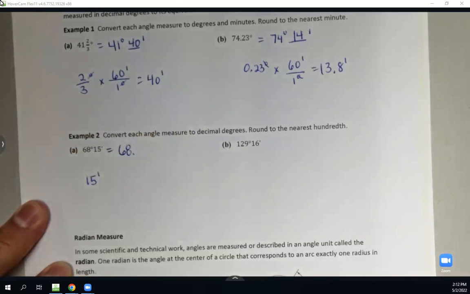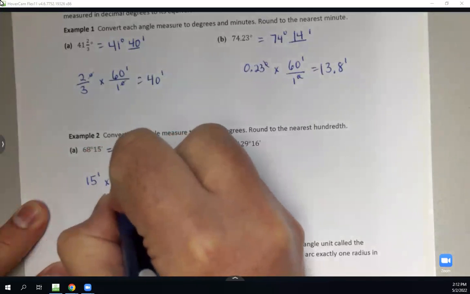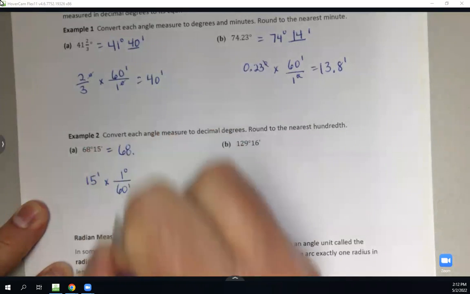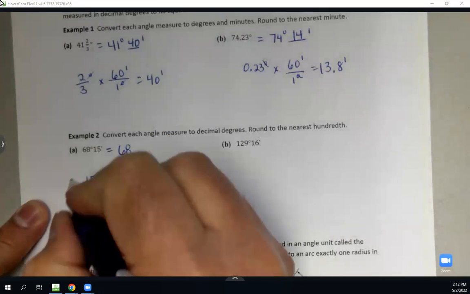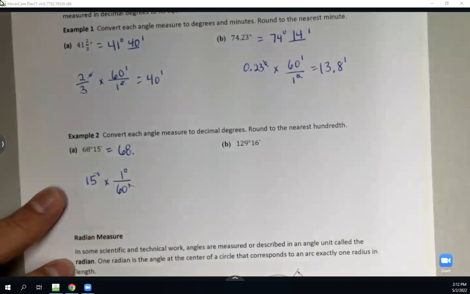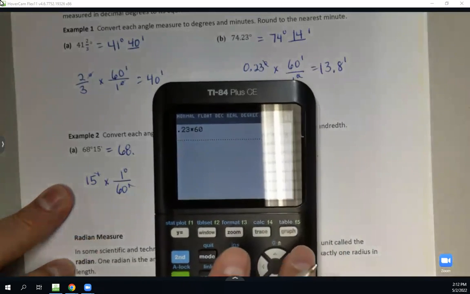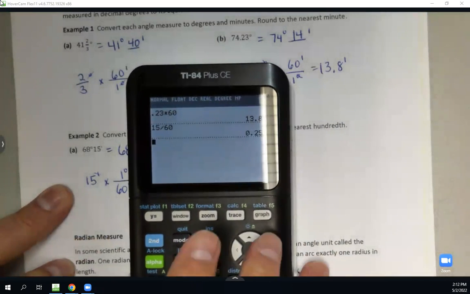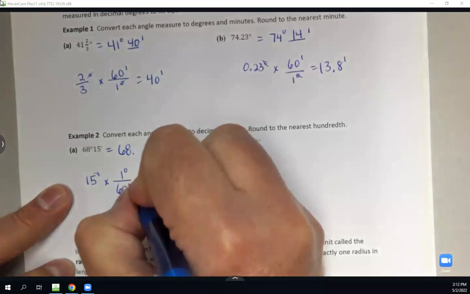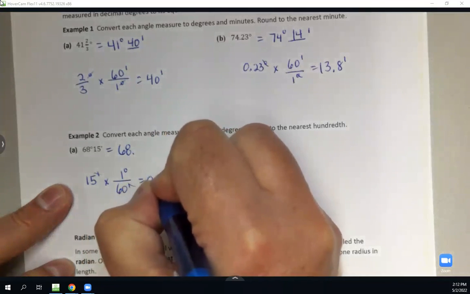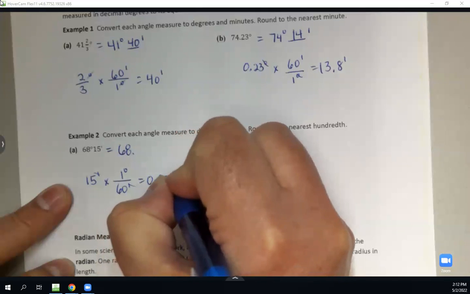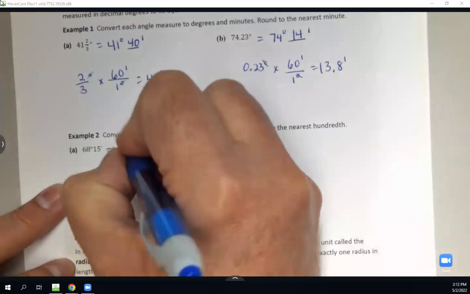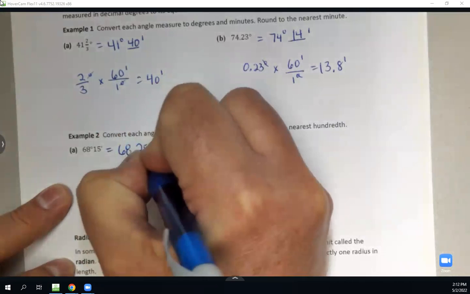So I have the 15 minutes. And so I know that it takes 60 minutes to be 1 degree. So that will cancel out the minutes and give me degrees. So if I take 15 divided by 60, that's 0.25. So 15 minutes is the same as a fourth of a degree, or 0.25 degrees. So it's going to be 68.25 degrees.